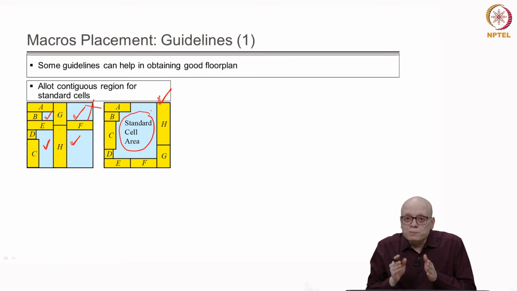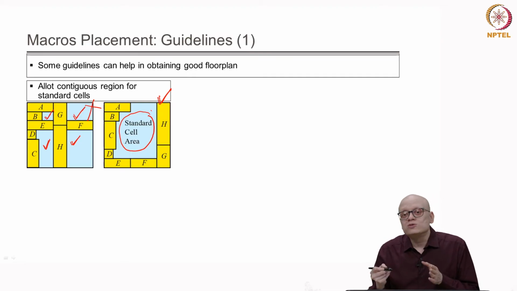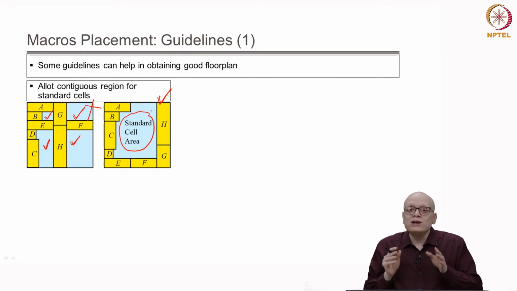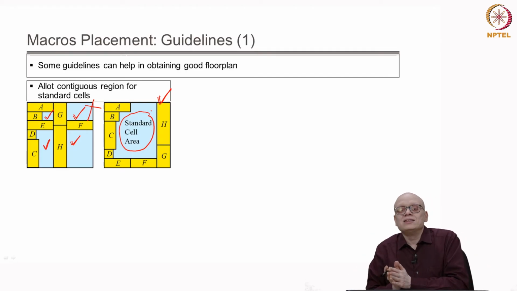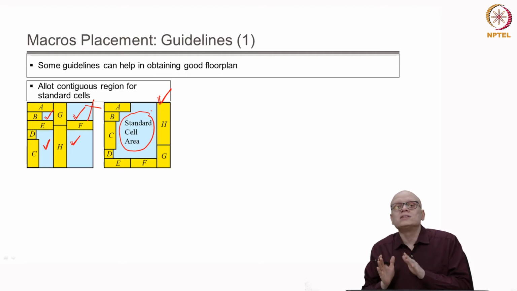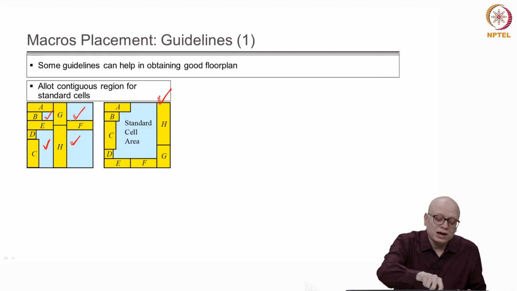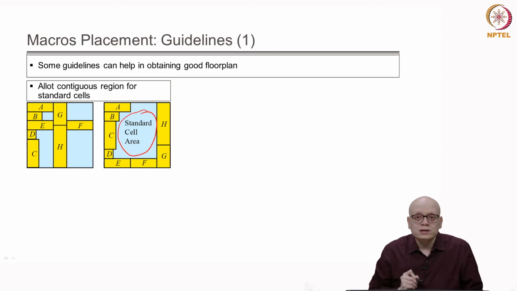Now, the placement of standard cells is done using automatic tools, as we have discussed, and these automatic tools use algorithms, for example analytical placement algorithms, which work very well if the region is continuous. If it is fragmented, then the placement algorithms do not work well, and therefore it is always a good idea to allot a contiguous region for the standard cells as shown in this figure.